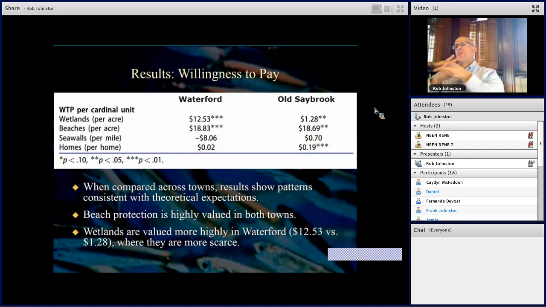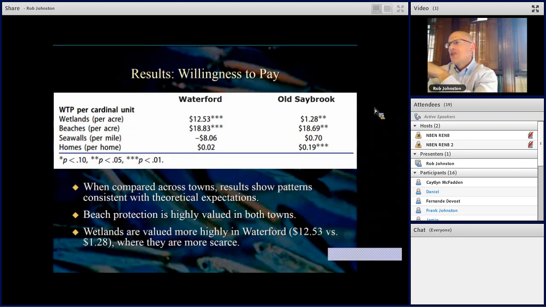Now look at homes. For homes, what we find is in Waterford, that's not significant. That's effectively 0. So what it tells us is that when Waterford residents were deciding what to vote for, the amount of homes protected was not important at all. For the typical person, it didn't factor in. For Old Saybrook, it factored in, but protecting each home is worth a pretty negligible amount, 19 cents per year per home.